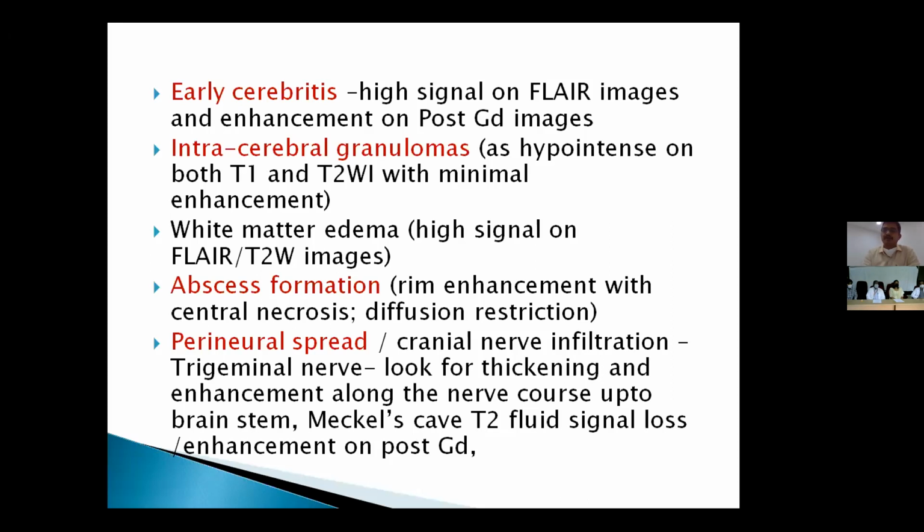Trigeminal nerve is the most commonly affected nerve because of its proximity to the skull base. Here, look for the thickening of the nerve and nerve enhancement along the entire course up to the brainstem. Commonly, look at the Meckel's cave for any T2 fluid signal loss along with enhancement on post-contrast images.